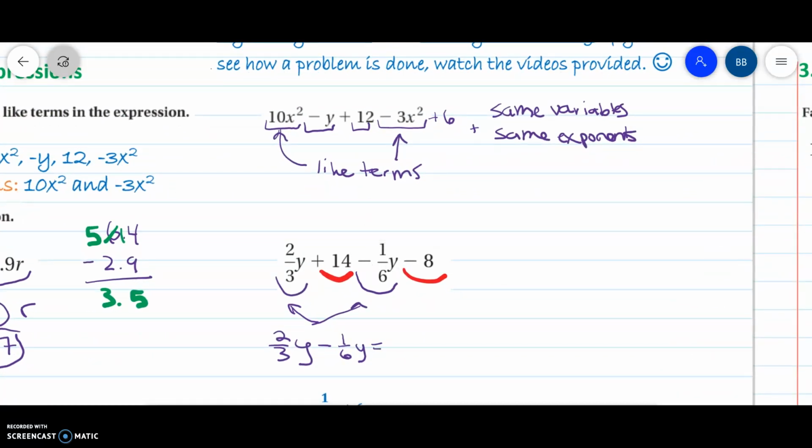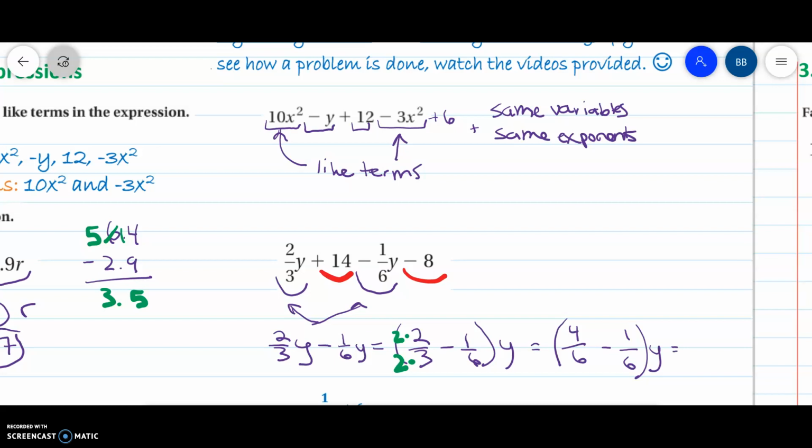Okay, so this equals 2/3 minus 1/6, and we're talking about y's. Well, you should all know that when we're adding and subtracting fractions, we need some common denominators. So our common denominator on this one would be a 6. So I'm just going to multiply the 3 by 2 and the 2 by 2. So that would turn this into 4/6 minus 1/6 y's.